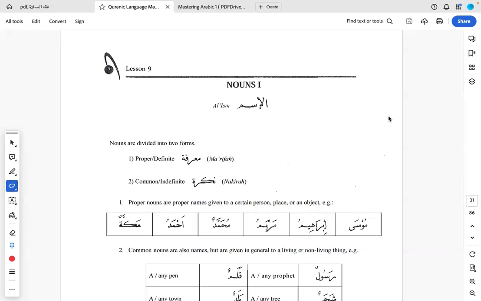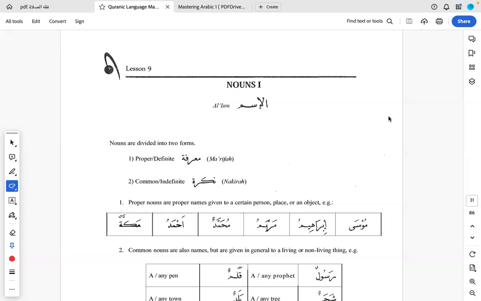The first thing that we're going to talk about here is one way of categorizing nouns into two groups, which are proper or definite and common or indefinite. So proper or definite, that is al-ma'rifa, or when the word is ma'rifa, is the case in which the noun is not used by all or everyone in that group, but specifically for one specific thing or person.